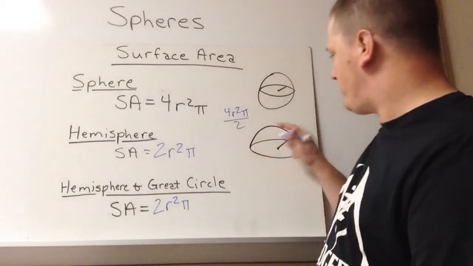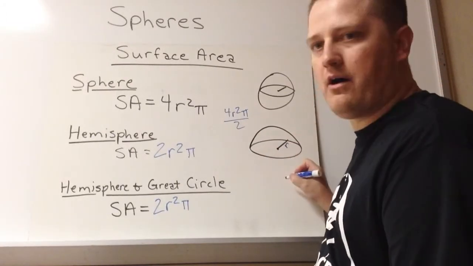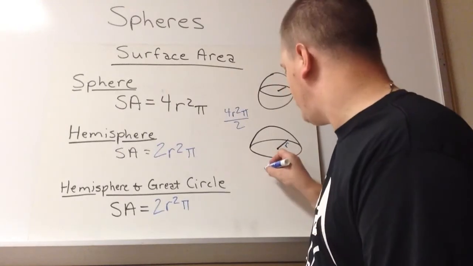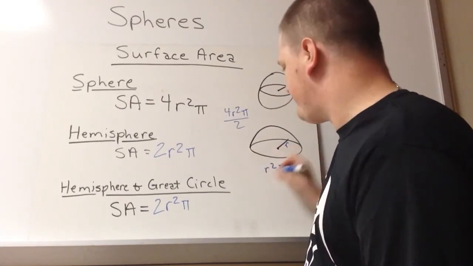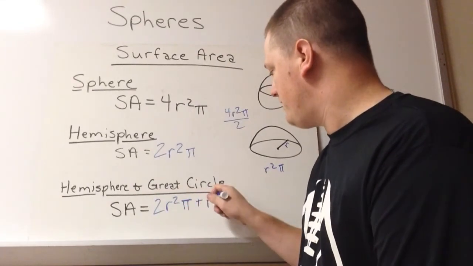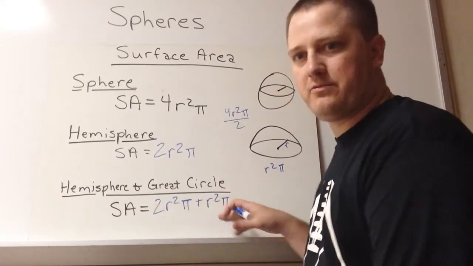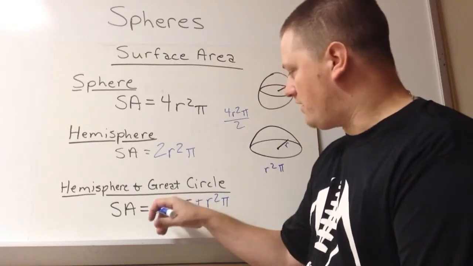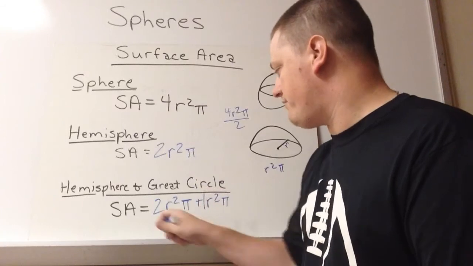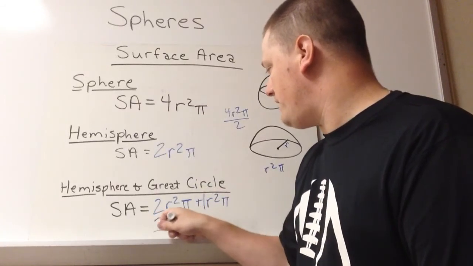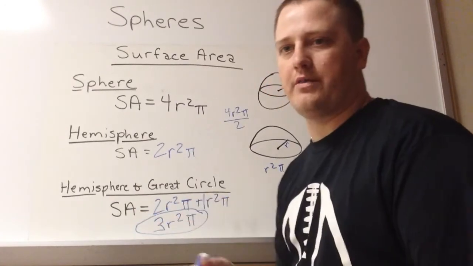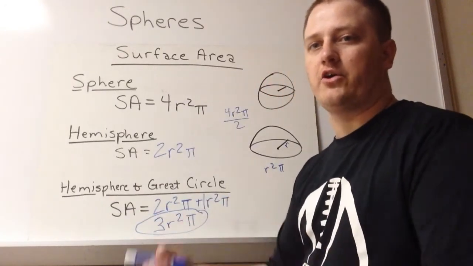And then we have this big circle. Well, the radius is still going to be r, and the area of a circle is r squared pi. So we're just going to add it on. So we've got this basic problem. Well, if you notice, r squared pi and r squared pi are like terms. This one has a 1 in front of it. So really it's just 3r squared pi for the hemisphere and great circle.